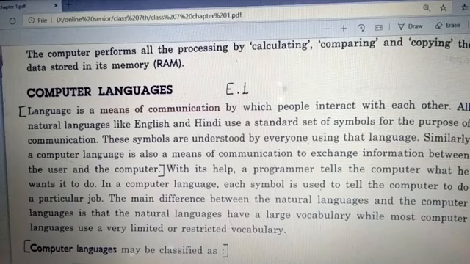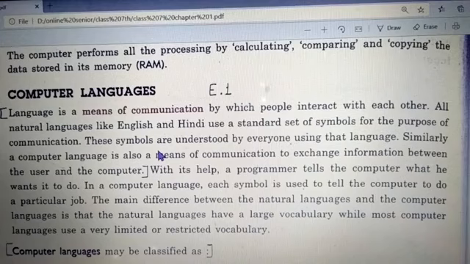Children, like that there are also computer languages. If you want to tell our computer what to do, there are computer languages that help us, because it doesn't understand the English language like us, right? There are other languages that it understands, and we give instructions to the computer in that language. Similarly, a computer language is also a means of communication to exchange information between the user and the computer, right?